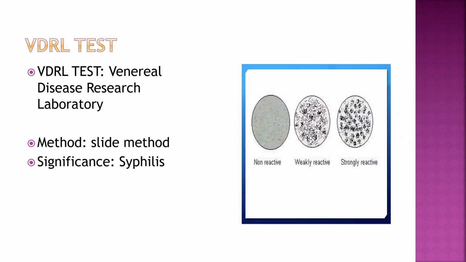Then the VDRL test, the Venereal Disease Research Laboratory test, by the slide method. Again you take 1 drop of serum, 1 drop of positive control, 1 drop of negative control, then add antigen, 1 drop to each, and then mix and rotate for 8 minutes on the VDRL rotator or manually, and then see for the clumps. Here you will see floccules. If no floccule is seen, it is reported as non-reactive; if weak floccules are seen, weakly reactive; if strong floccules are seen, strongly positive. Significance: it is done for the diagnosis of syphilis, which is caused by Treponema pallidum spirochetes.